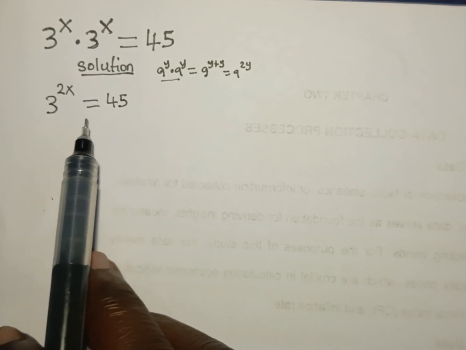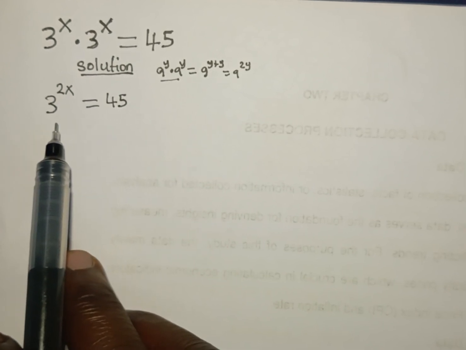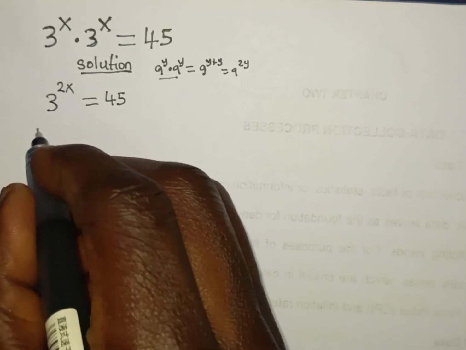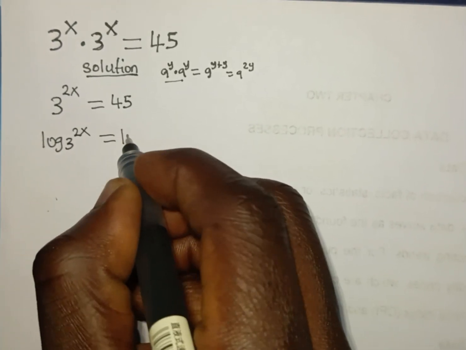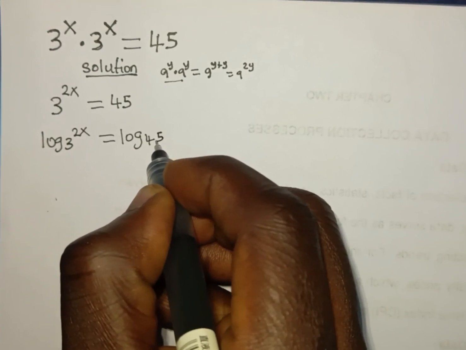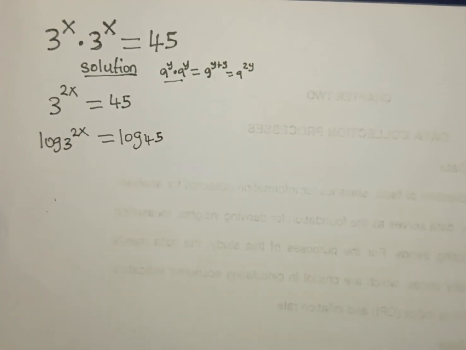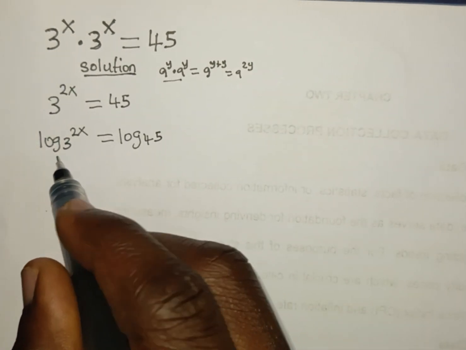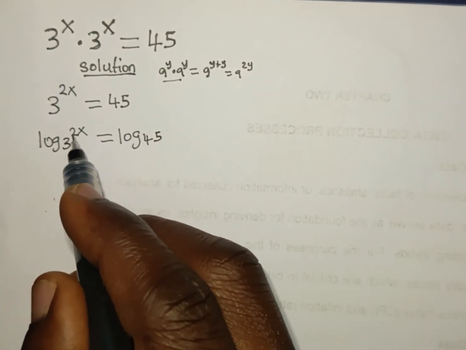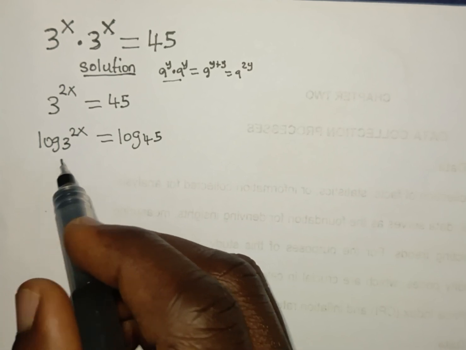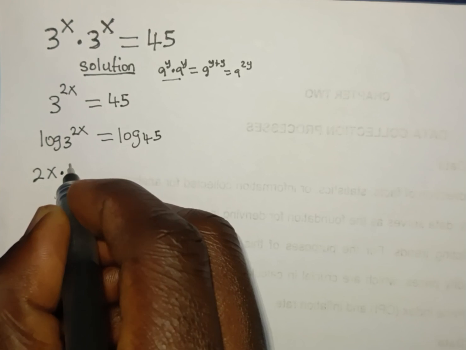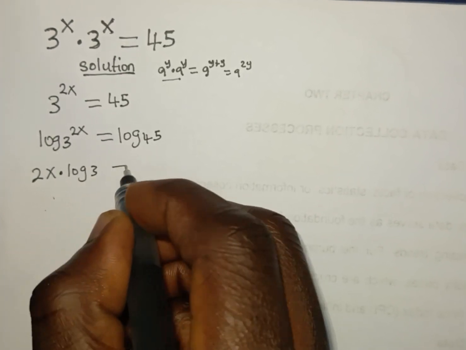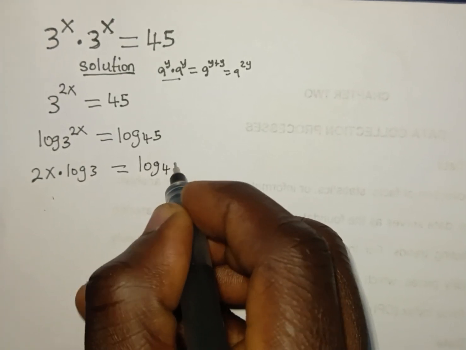So therefore, we're going to take the log of both sides to the base of 10. When we do that, in the left hand side, we're going to have log of 3 raised to the power of 2x, which is equal to log of 45. The next thing we're going to do is to recall the power property of logarithm. We say that when you have log of a term raised to the power of another term, the power is going to go back to multiply the log. So this power here is 2x. So 2x will go back to multiply log of 3. Then everything will be equal to log of 45.